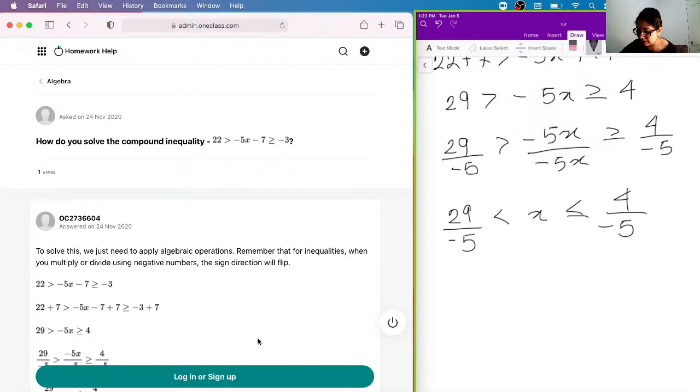Okay, so basically we're finished solving the inequality. We can further simplify this. If the question asked for decimals, we can write this in a decimal form by evaluating this even further, which is, so 29 divided by -5 is -5.8, and 4 divided by -5 is -0.8. So this is how you solve the inequality.